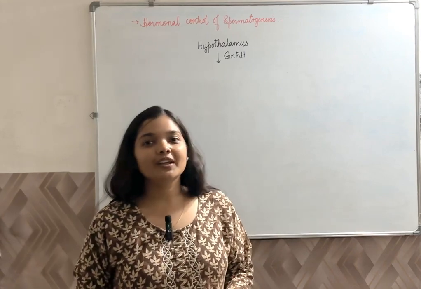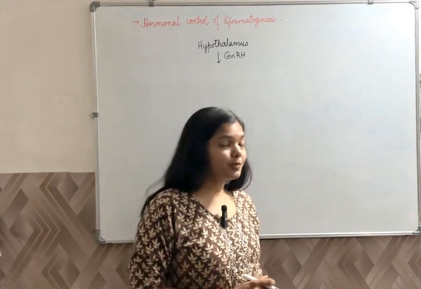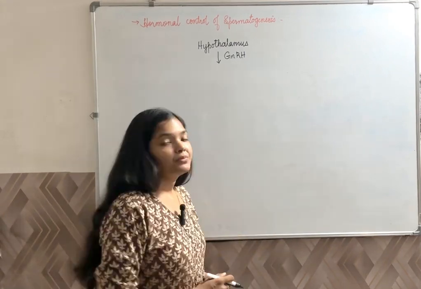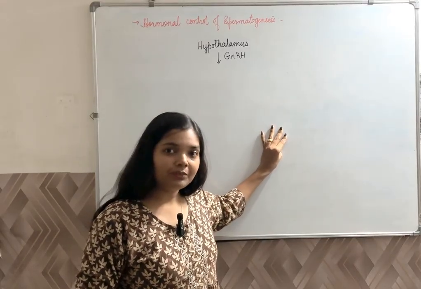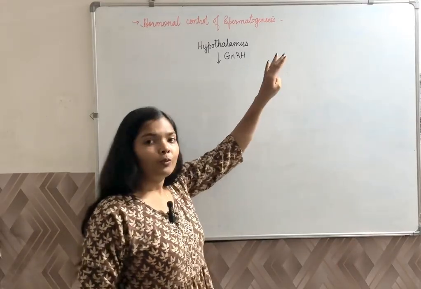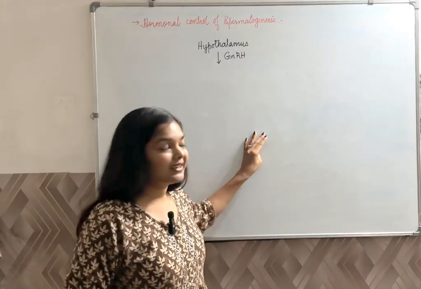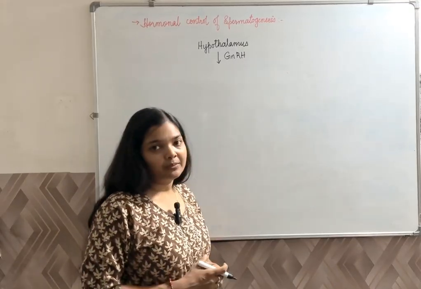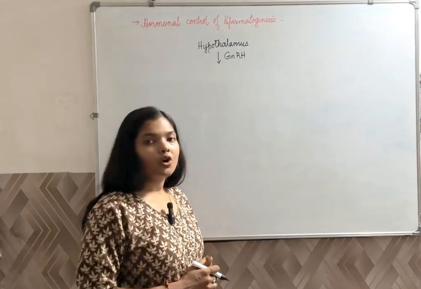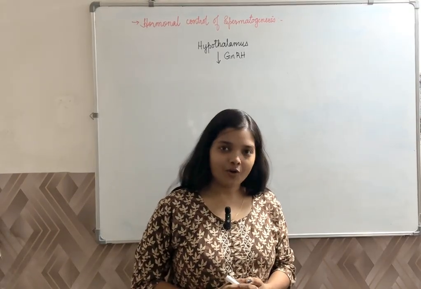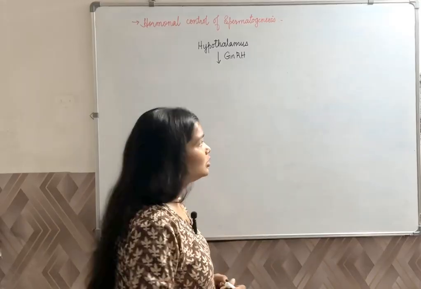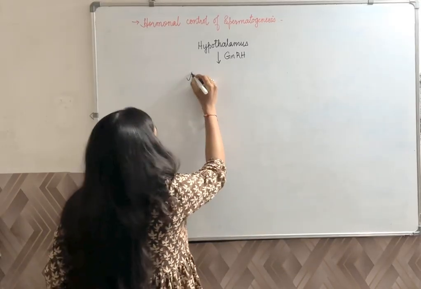Today we are going to learn about the hormonal control of spermatogenesis. Firstly, we know the spermatogenesis process occurs after attaining puberty. So it begins when this hormonal control is attained. Starting with hypothalamus, it secretes a hormone called GnRH, which stands for gonadotropin releasing hormone. Now this is meant to stimulate the anterior pituitary.